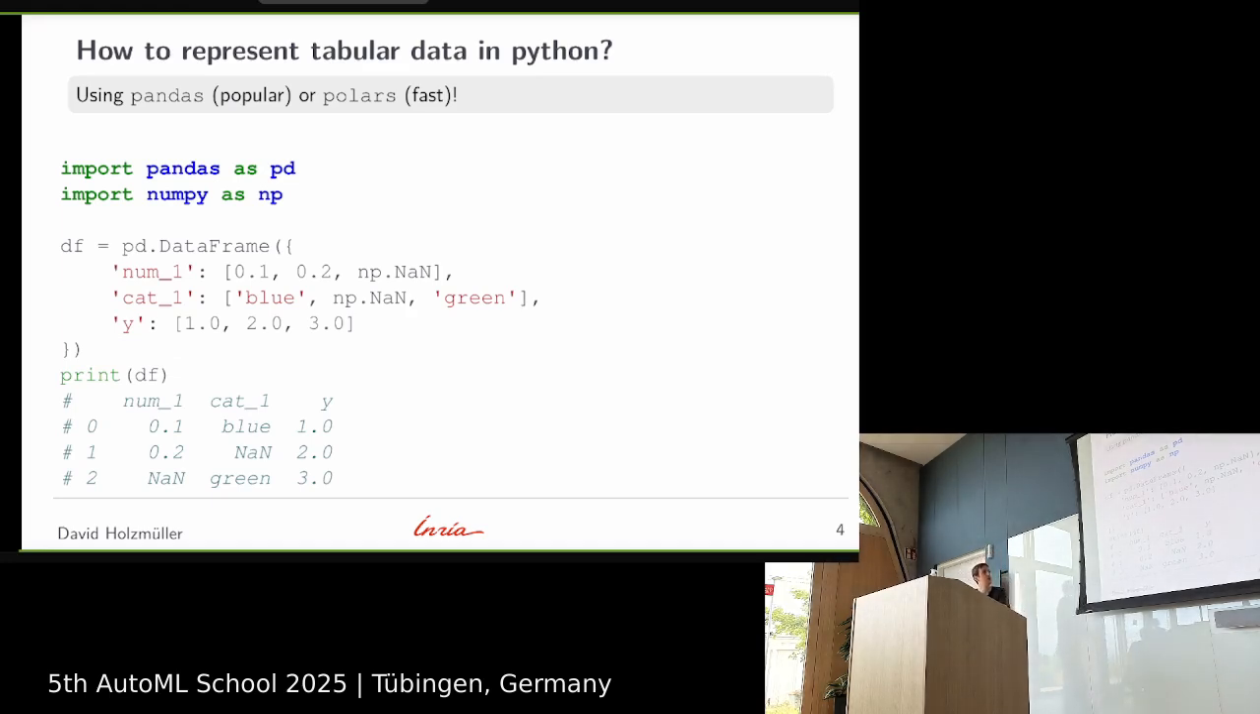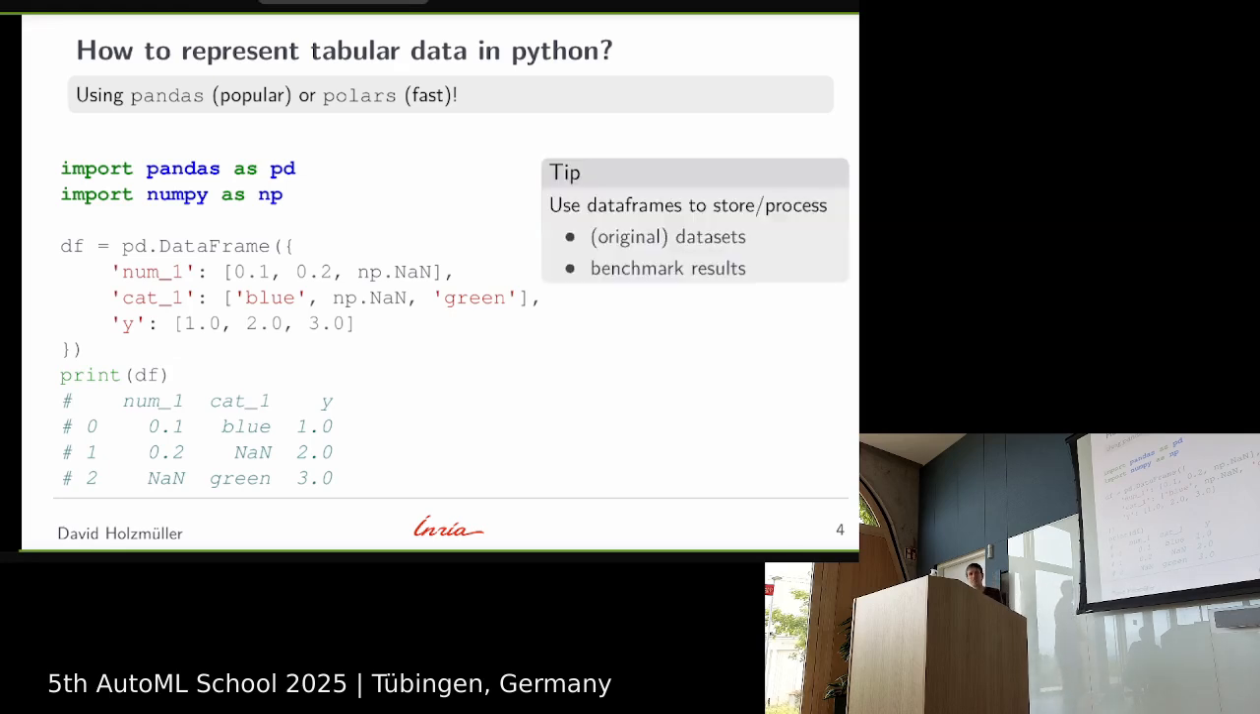How do we represent tabular data? There are two popular libraries. The most popular one is pandas, and in pandas there are data frames, and you can say you have columns with these titles and these values, and then it gives you this data frame, and each column can have a different type. And data frames are what I should have learned about earlier when I started working on tabular data, because I should have immediately stored all my data sets in data frames instead of NumPy arrays. And also what I learned later is that data frames are also a good way to store and process benchmark results instead of nested lists and dictionaries of results.